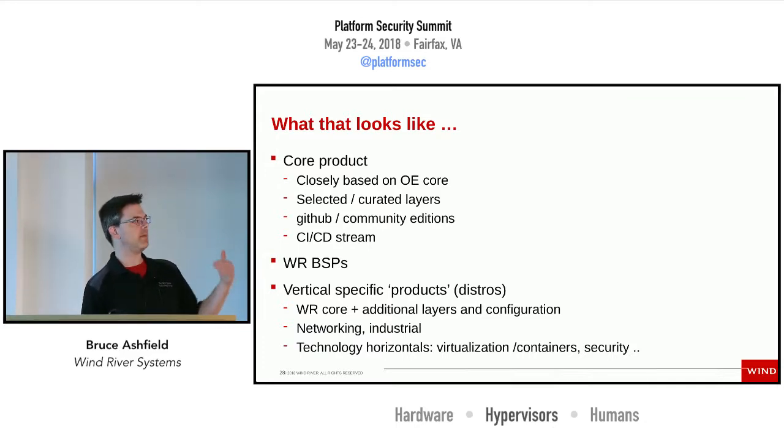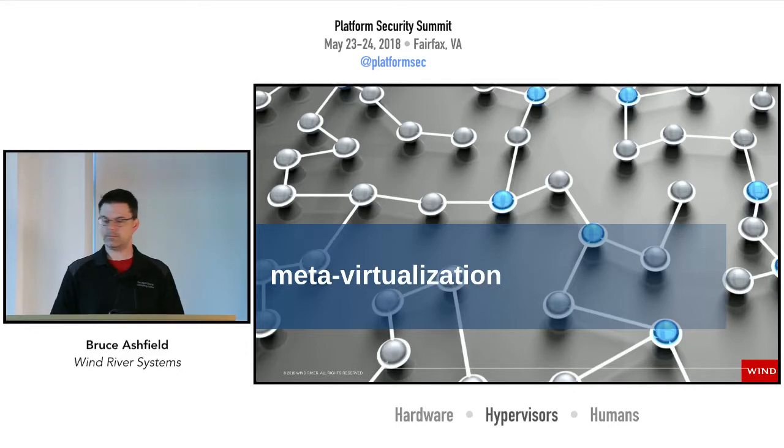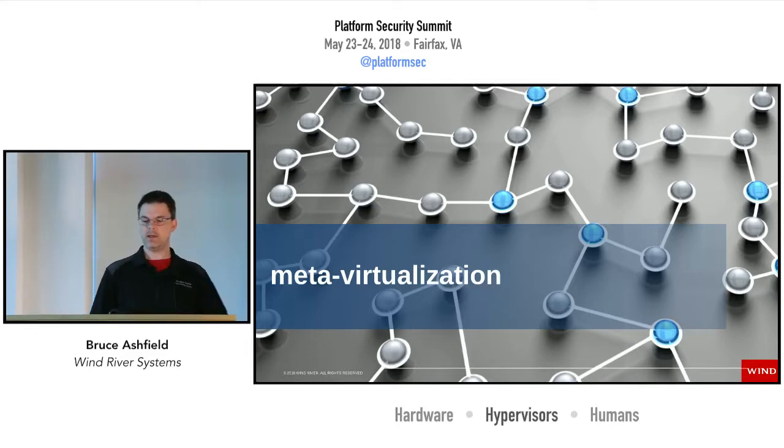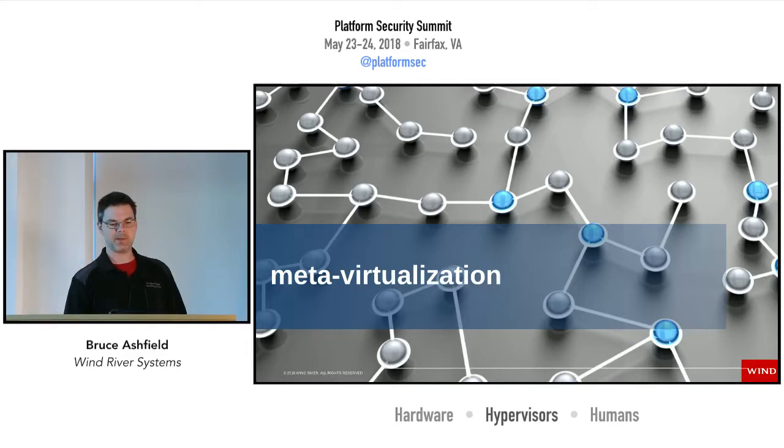And then finally, on top of that, what it looks like to us at Wind River is we have these vertical specific products or distributions. So we have one for networking, industrial. We have technology horizontals, which is virtualization, containers, and security. So it's, again, that picture I showed of the layers, but in a commercial context. So I don't know how fast I was through there, but that was the blindingly fast summary to make up some time. So now I'm going to talk about meta-virtualization, which is what I was really here to talk about.